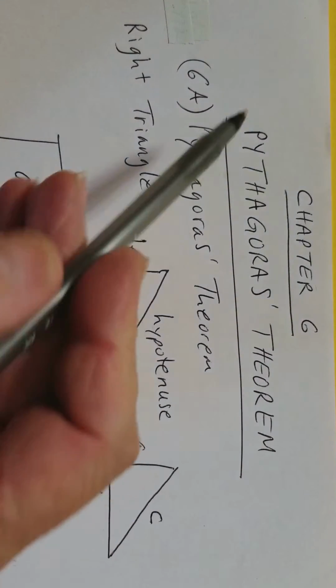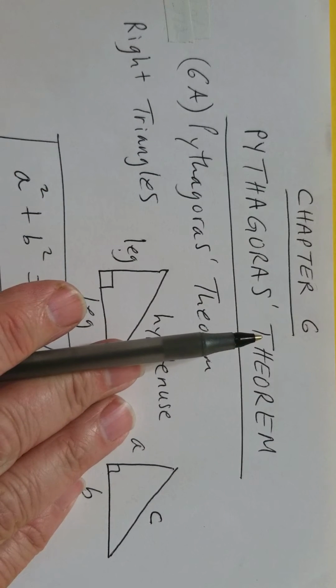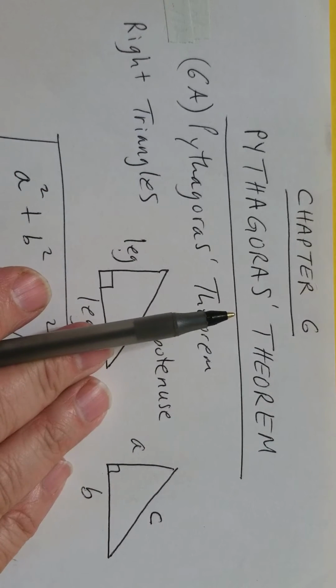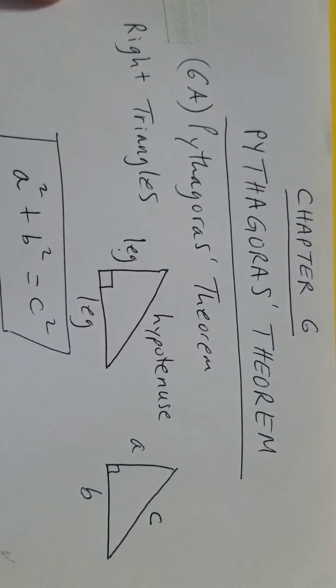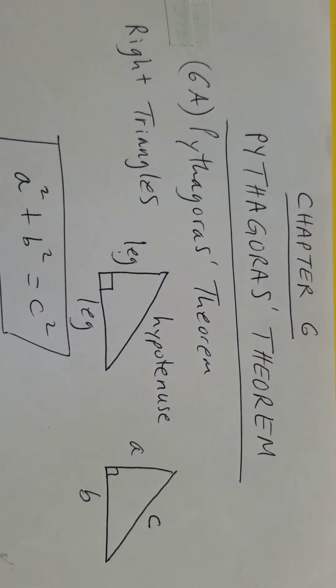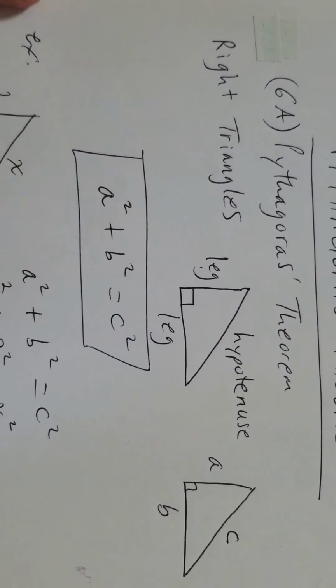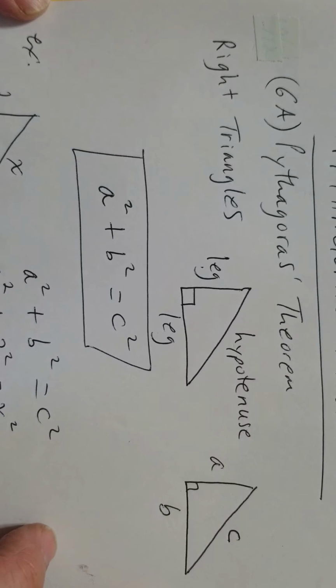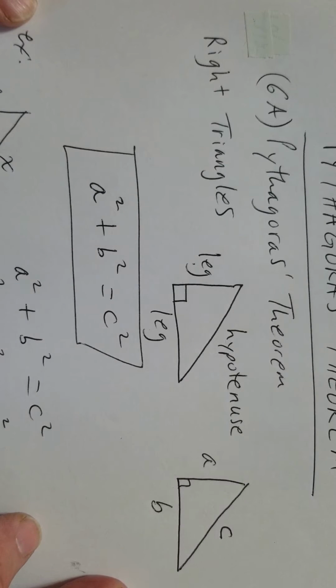Don't forget to write the date here. The title of the chapter: Pythagoras Theorem. What is Pythagoras Theorem? Well, I don't want to give a long history, but there was a man, and his last name was Pythagoras, and he found out that this happens in all right triangles. What happens in all right triangles?